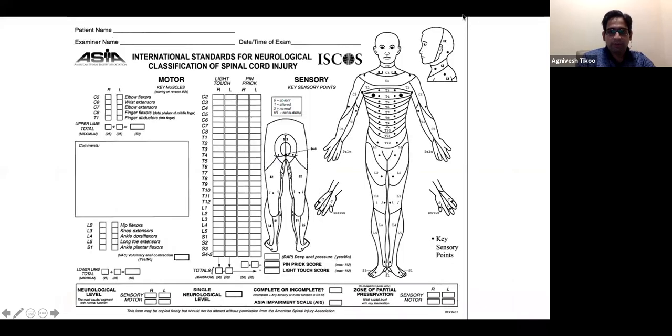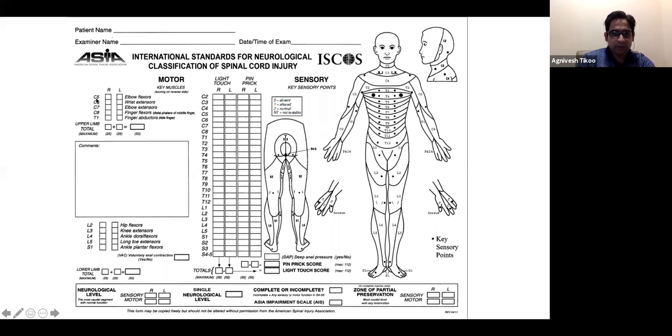You should all be very, very familiar with this ASIA chart, because this is something which may be asked in the exam, theoretically or practically. If you get any patient with a neurodeficit, or a patient who is paraplegic, just go through these points. These dots are the key points to check the sensations. If you start following this chart, if you do 10 patients, you will not need to remember anything. You will get everything in this chart.